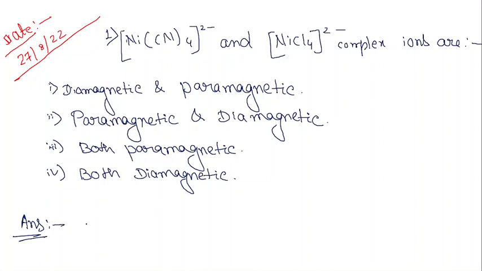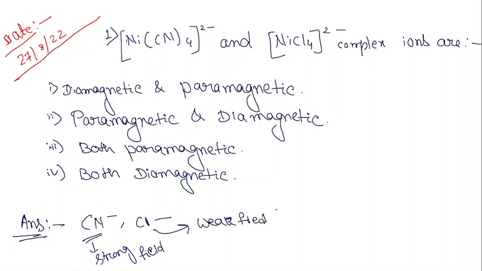First, we have to know the geometry of the complex. Between CN minus and Cl minus, we know that CN minus is a strong field ligand and Cl minus is a weak field ligand. So it will form a low spin complex, but it depends on the geometry. This question is very good because it depends on many things. First we have to know the geometry.